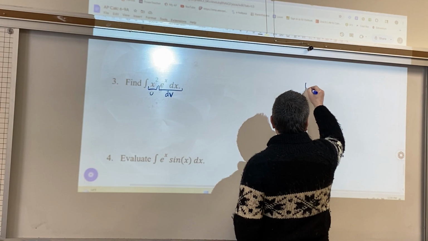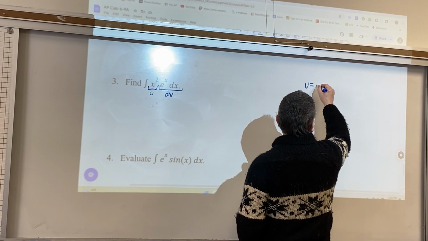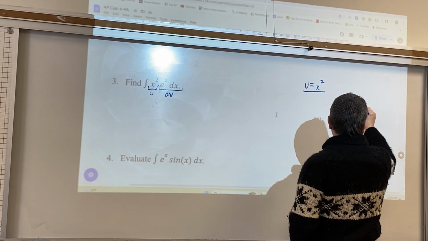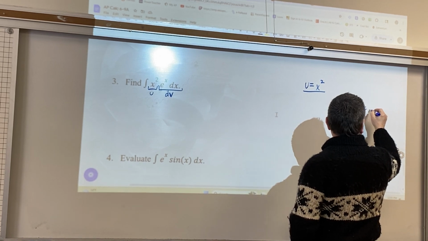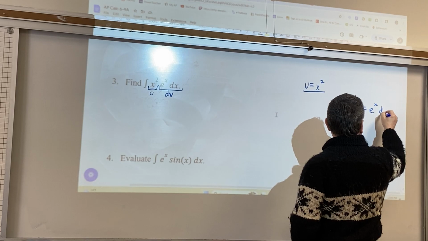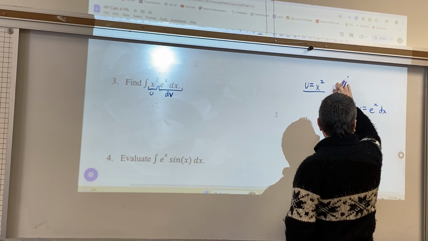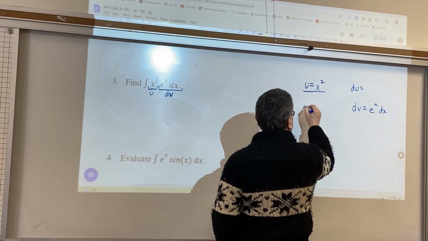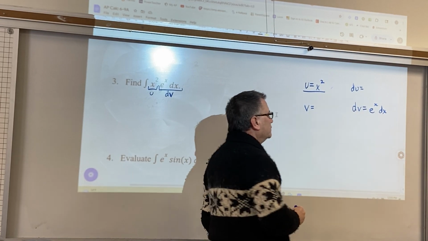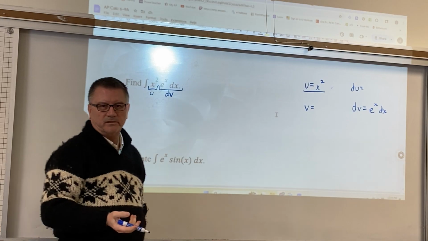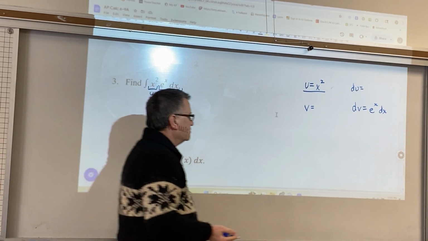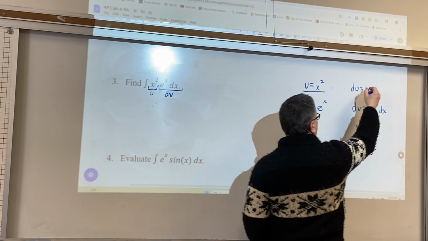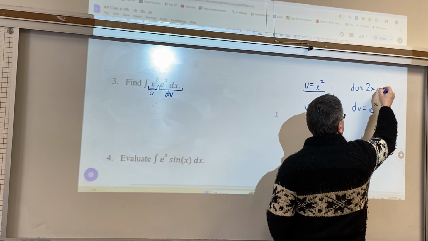So I'm going to let u be x squared. I'm going to let dv be the other part, which is e to the x. Then I need to find du, and then I need to find v. Well, v's pretty easy, right? That's just going to be e to the x. And du is pretty easy: 2x to the 1 dx.